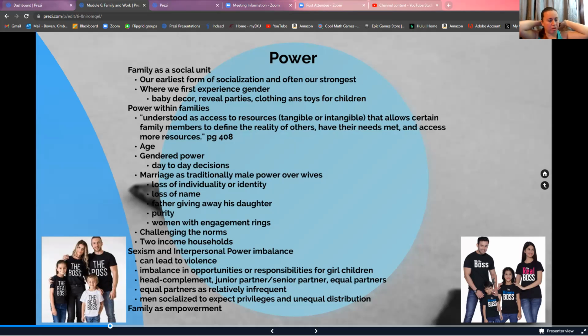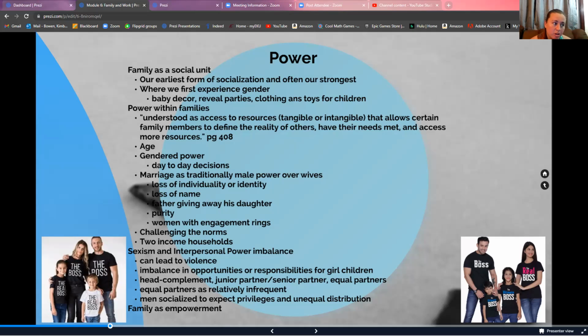And this power dynamic has gotten to a point where men are still socialized to expect certain privileges and an unequal distribution of how the household is run. And you have multiple different ways in which you can have this. You can have this head complement where essentially there's two people that are joined together in marriage, but there's very clearly one head of the household that is making all the decisions. The other person is more compliant to that person, what have you.